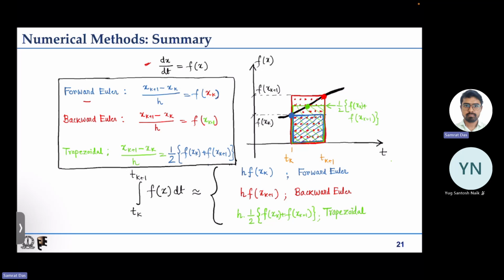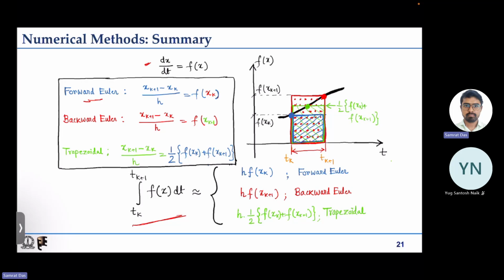So using forward Euler, as shown graphically here, this is the kth instant, this is the k plus 1th instant. The left hand side is always expressed like this: x(k+1) minus x(k) divided by h, where h is the time step, the time duration between t(k+1) and t(k). Basically, we have to approximate this exact integration by some approximate terms. So we have to integrate f(x) from t(k) to t(k+1). So how do we approximate that?